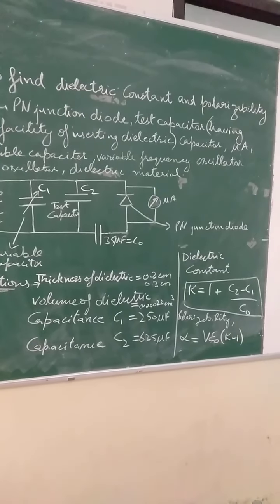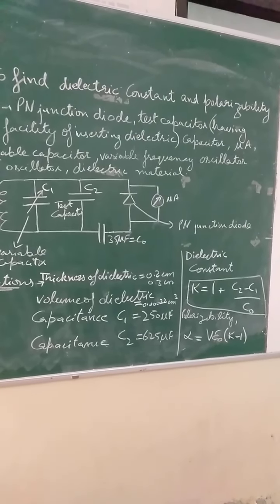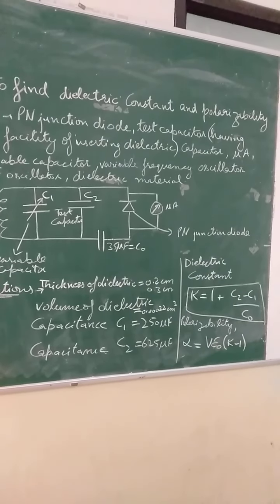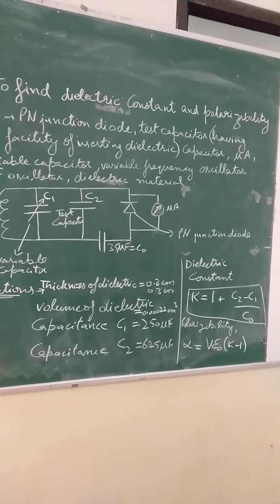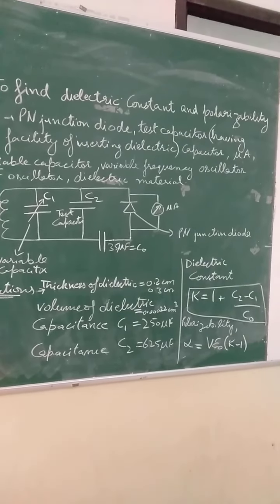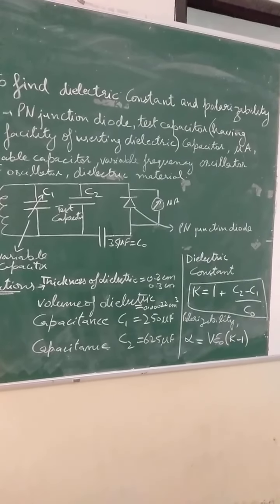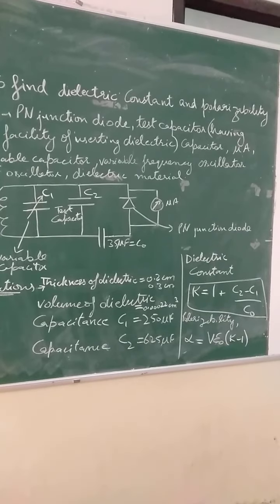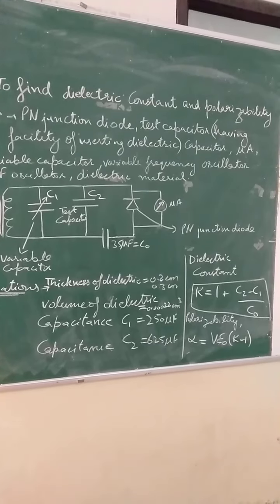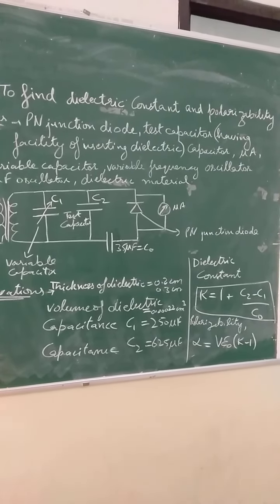So there is the formula for dielectric constant K: K = 1 + (C2 - C1)/C0. C2 and C1 I can equate after finding the values. Alpha is the polarizability. The polarizability formula is alpha = V epsilon naught (K - 1). Epsilon naught is a constant value, that is 8.85, so that value I can equate here. V is the input voltage, K is the dielectric constant value. So with this we can find out the dielectric constant K and polarizability alpha. Thank you class.